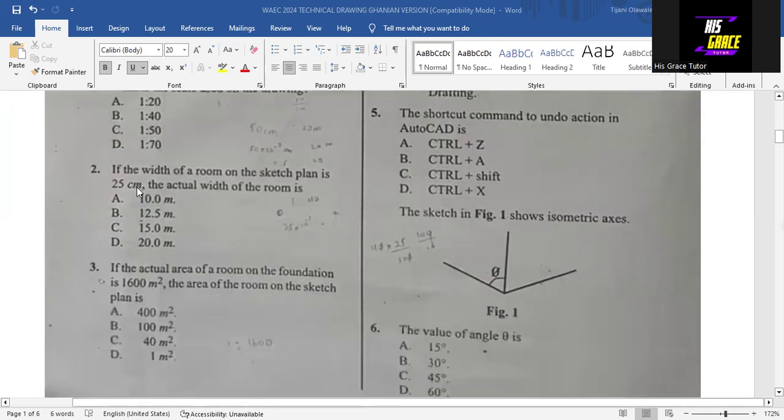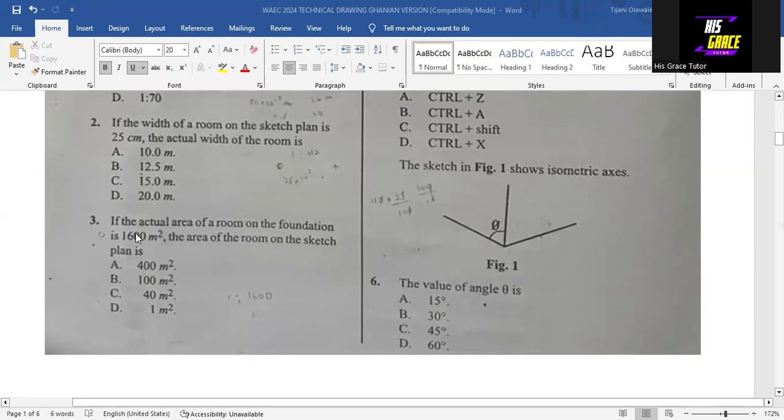Then question 2 says that if the width of a room on the sketch plan is 25 centimeters, the actual width of the room is, according to my calculation, option A. The answer to this question is option A. You just need to know the formula that we use to work out problems on scale. So the answer to this question is option A, as I said.